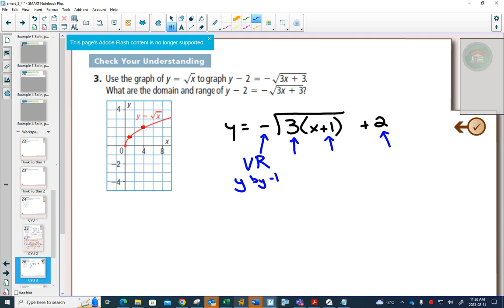The 3 is inside the square root, so it's inside the function. That will be a horizontal compression. You're going to multiply your x values by 1/3. The plus 1 is inside the function, a horizontal translation, 1 to the left. And the 2 is outside the function, a vertical translation, 2 up.